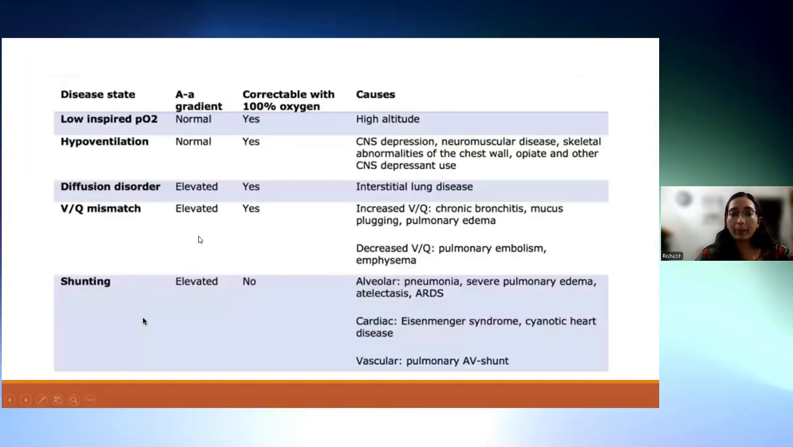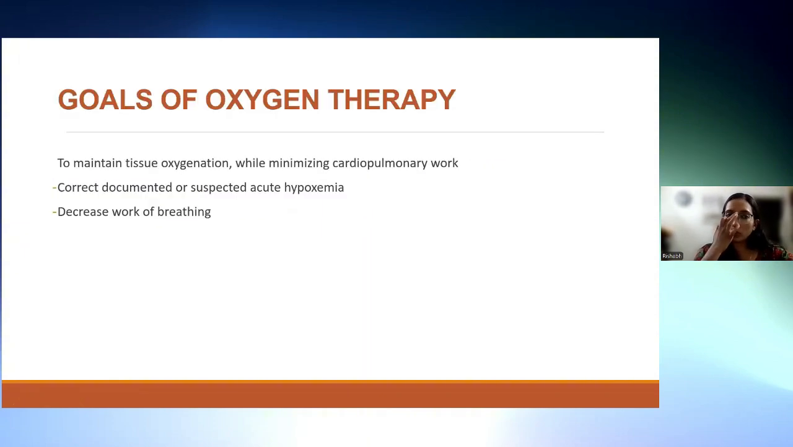So in all these cases of hypoxic condition, not every condition is correctable. Cases where there is a low inspired oxygen, hypoventilation, or a diffusion disorder, and to an extent ventilation perfusion mismatch, can be corrected by just giving 100% oxygen. But if you have a patient who has shunting, as in the case of a cardiac condition like a cyanotic heart disease, or the patient is having pneumonia or severe pulmonary edema, one will not be able to correct it completely with 100% oxygen. So what are the goals of oxygen therapy?